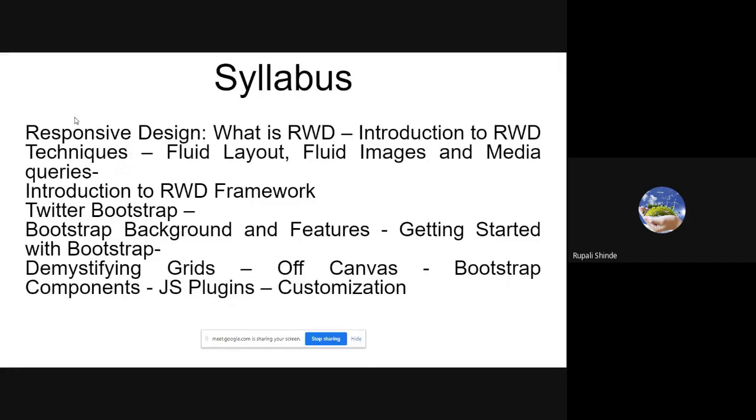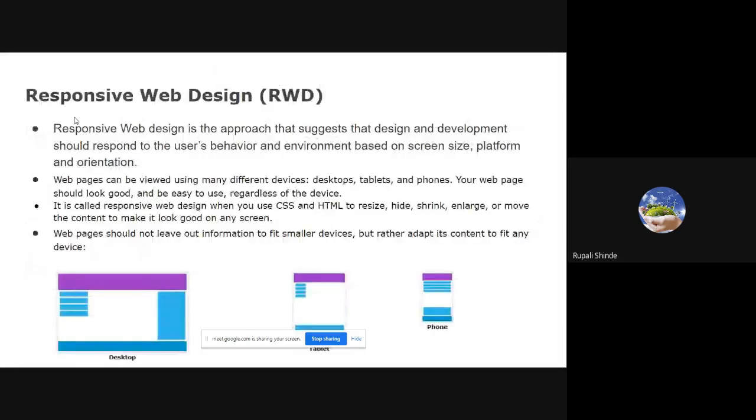Then Twitter Bootstrap. So today we are going to see Bootstrap background and features, getting started with Bootstrap. Then demystifying grids of Canvas, Bootstrap components, JS plugin and customization. All these topics we have to finish today. First, we just have to revise the previous topics. That is, first we have seen what we mean by responsive web design.